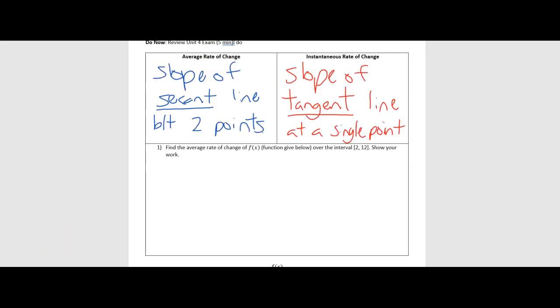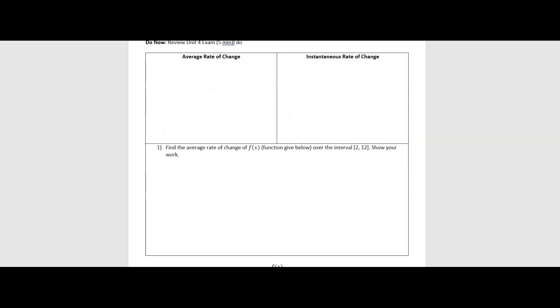All right, so I just put the answers down. The average rate of change is going to be the slope of the secant line between 2 points, and the instantaneous rate of change is going to be the slope of the tangent line at a single point. Okay, so now that we have those two concepts reviewed, let's go ahead and review how to find the slope of a secant line, or the average rate of change.